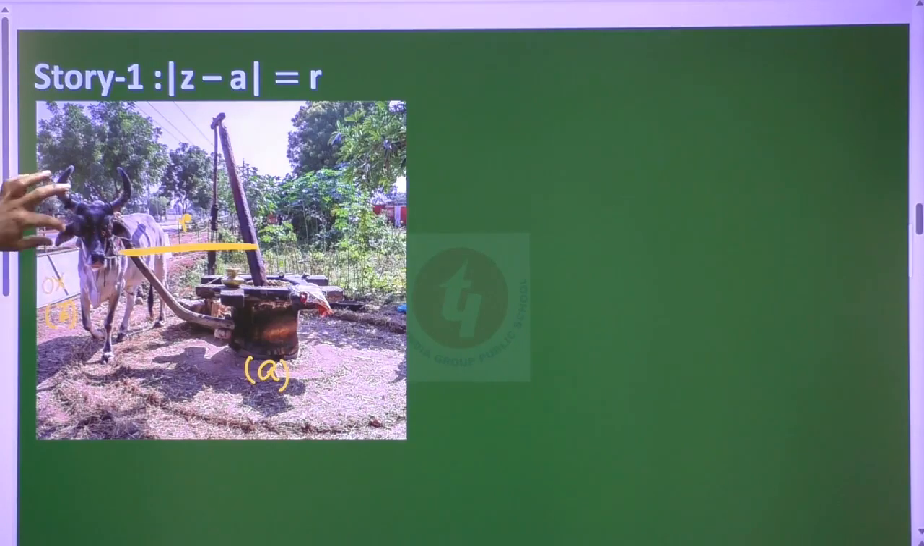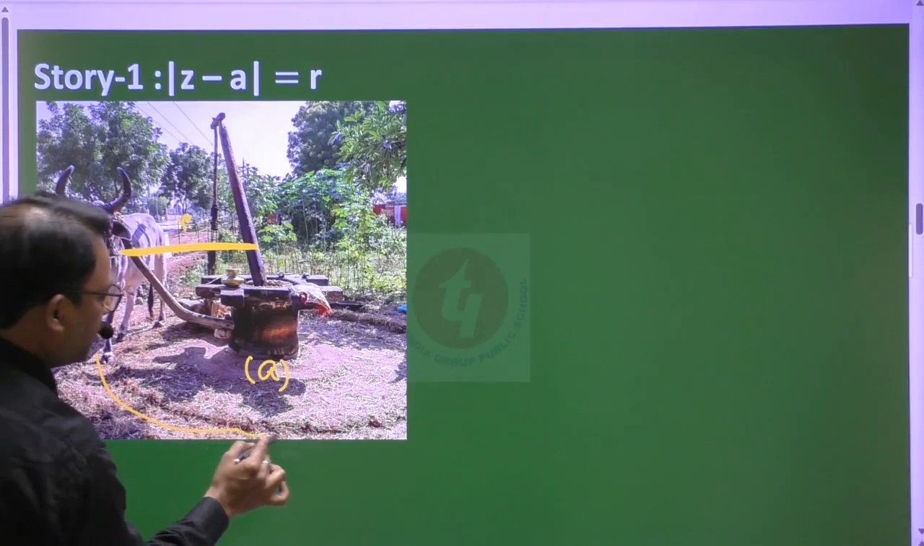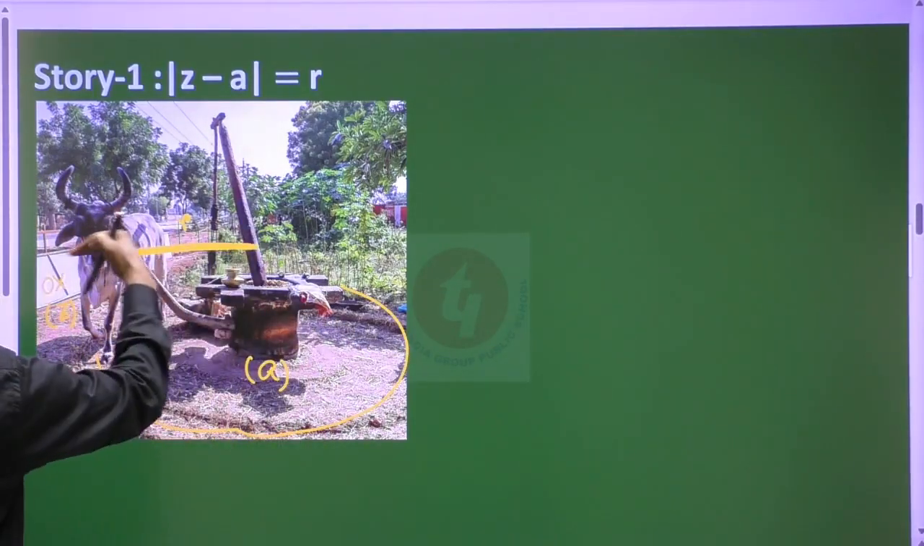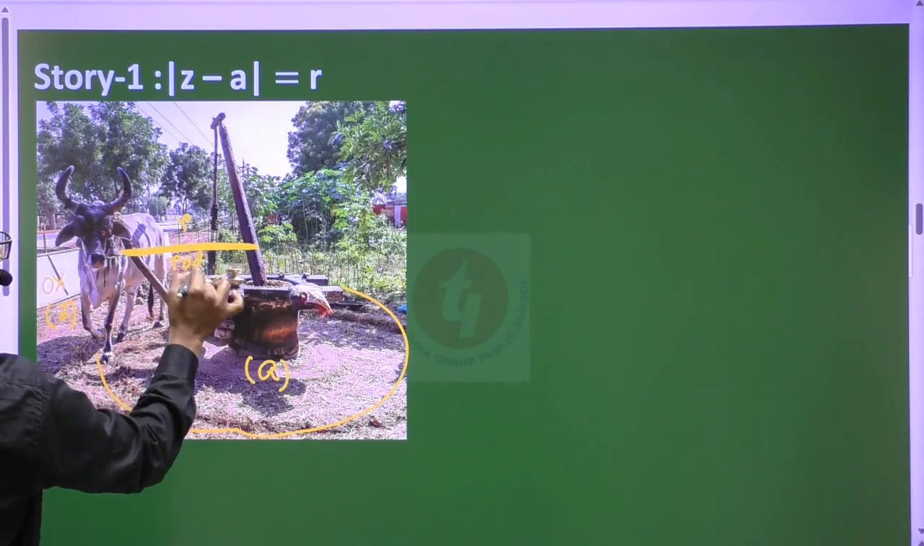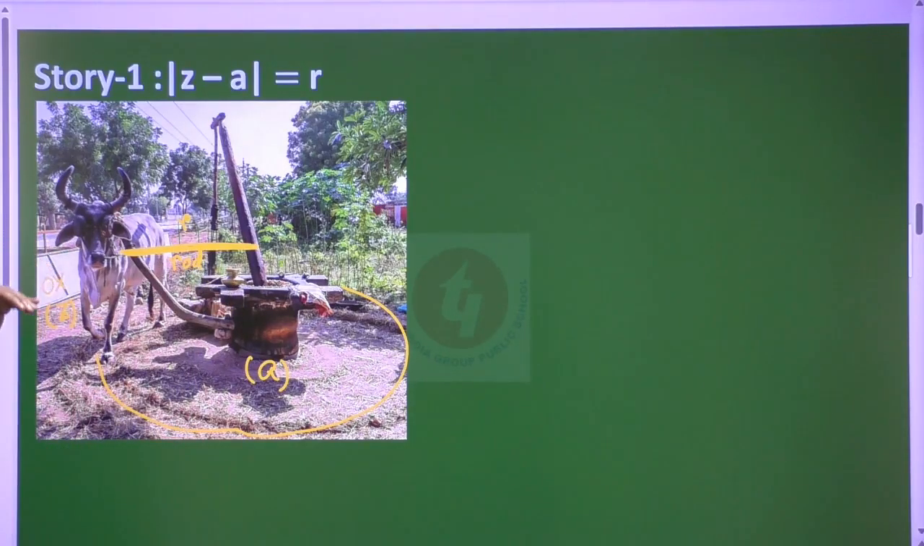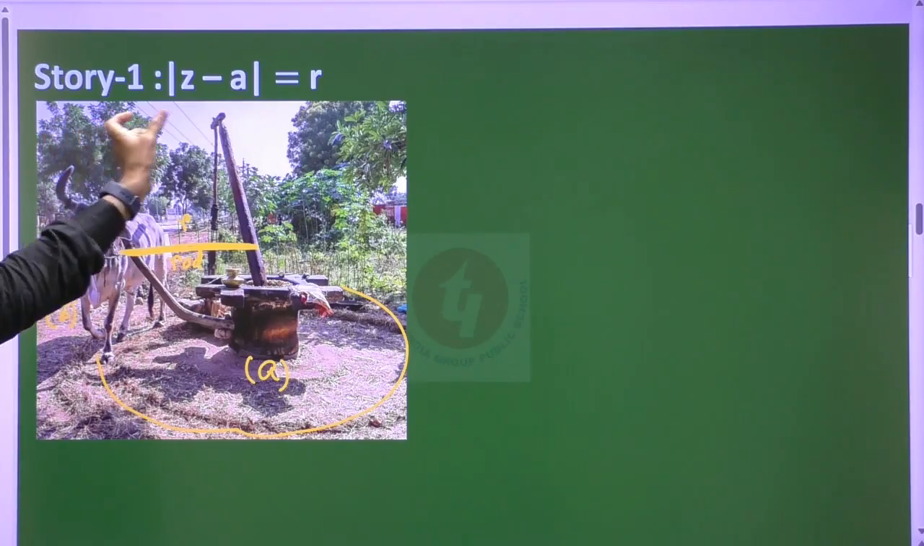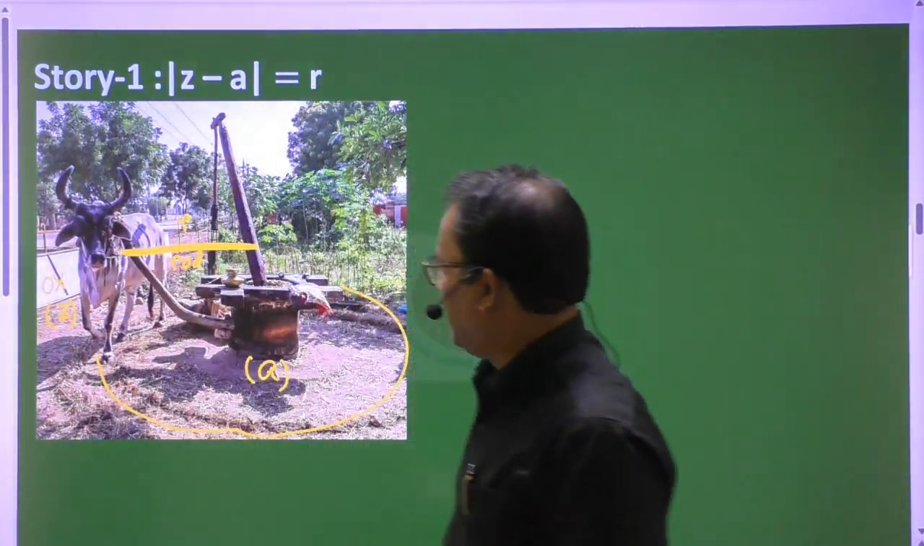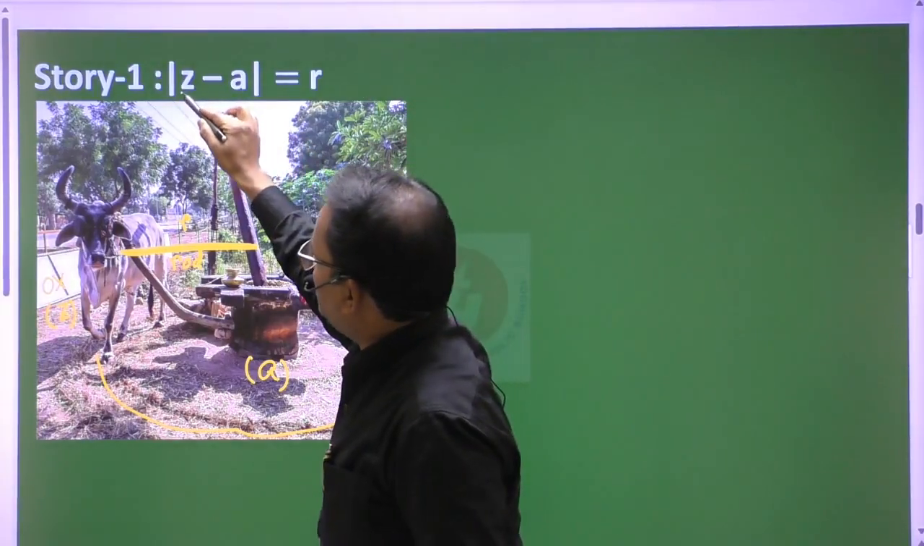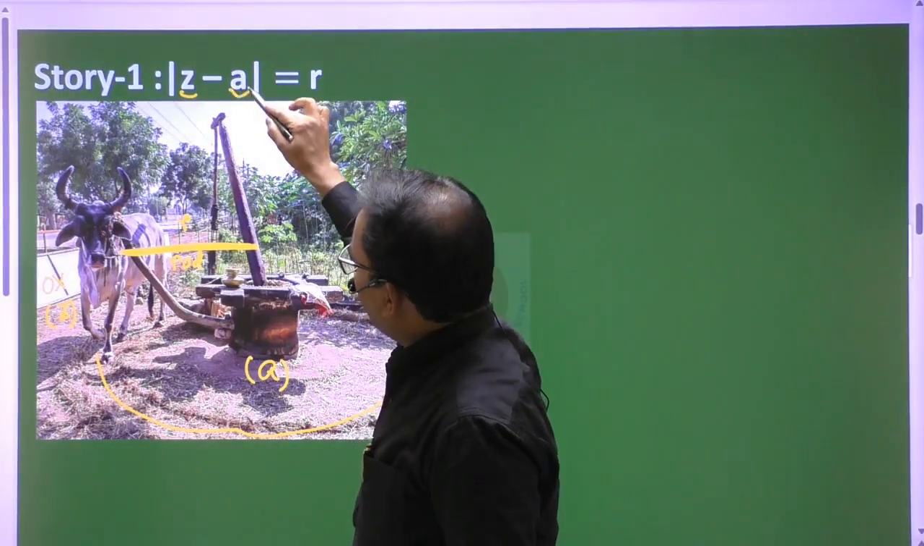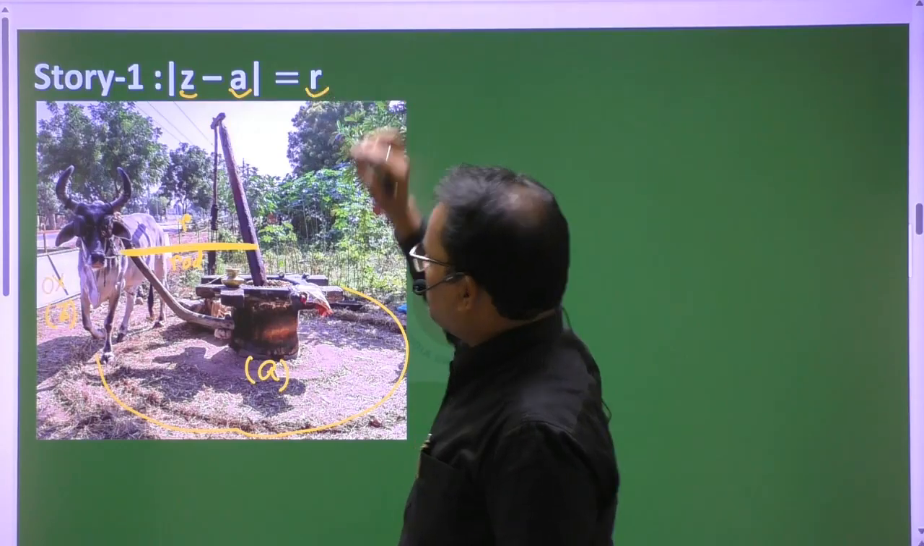Now, when this ox is moving around the pole, you will get the circle. But here, you don't get any portion inside the circle. What we actually have is this boundary, because it is not a rope, it is a rod. So for this rod, what will happen? This ox cannot enter into the circle. So therefore we have this boundary. So in mathematics, if mod of z minus a is equal to r is given, what does it actually mean? This is the position of the ox, the moving point, this is the center of the circle, and this is the radius of the circle.